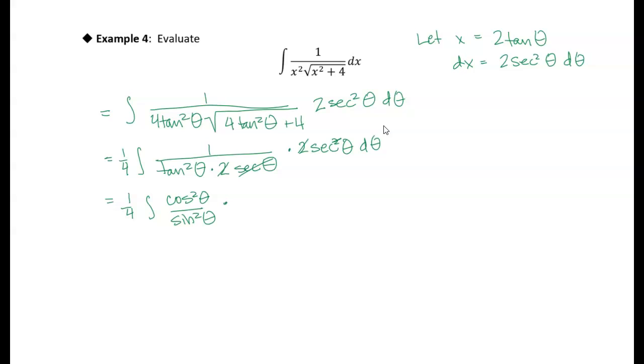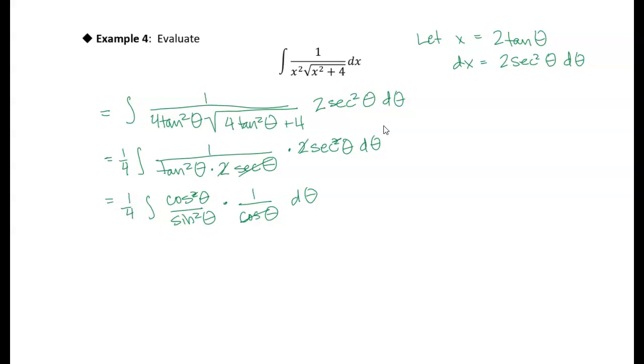And then since I've got that in terms of sine and cosine, I'm just going to write the secant in terms of cosine, right? Because secant is 1 over cosine. So I'm just going to write this as 1 over cosine of theta, and then we still have the d theta. And then you can see one of these cosines is going to cancel out, right? So then I just end up with cosine theta over sine squared theta.